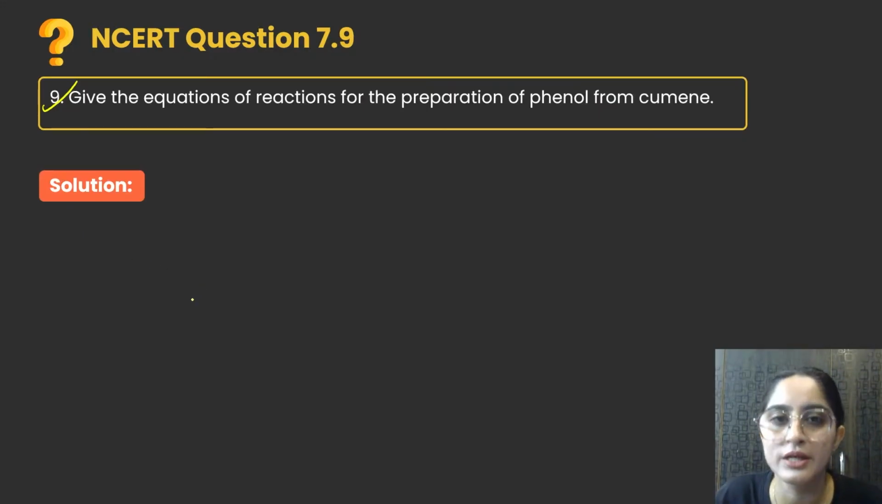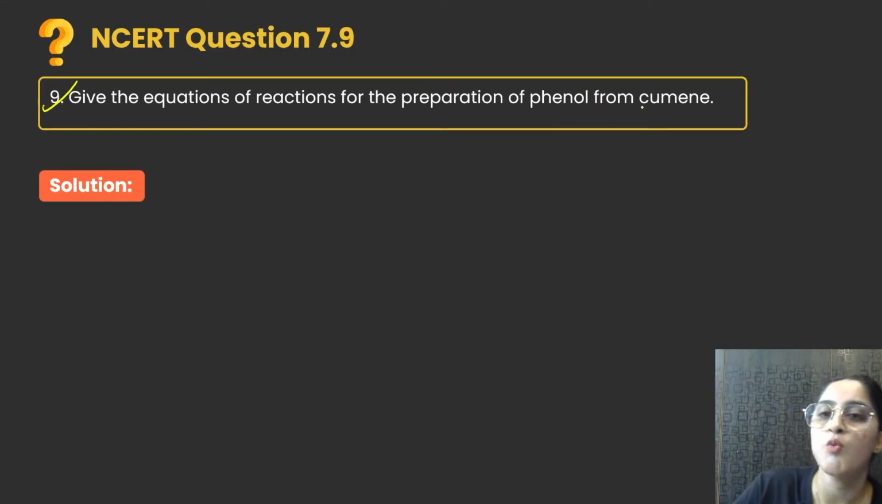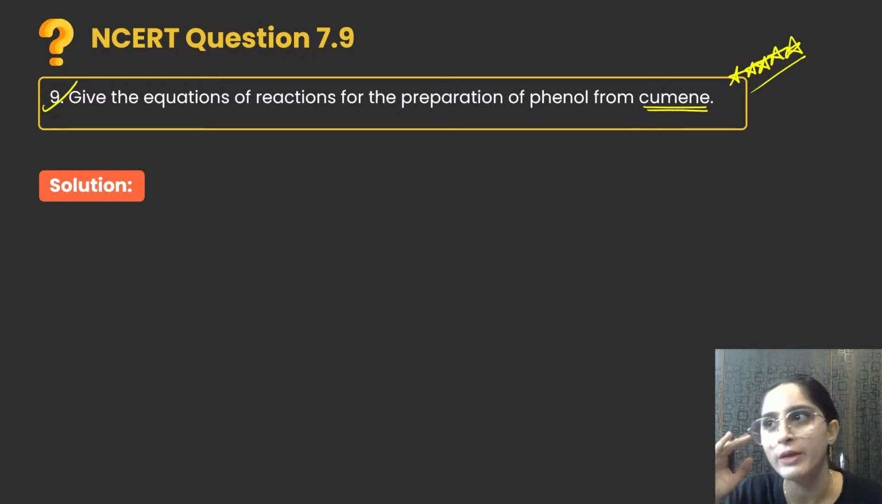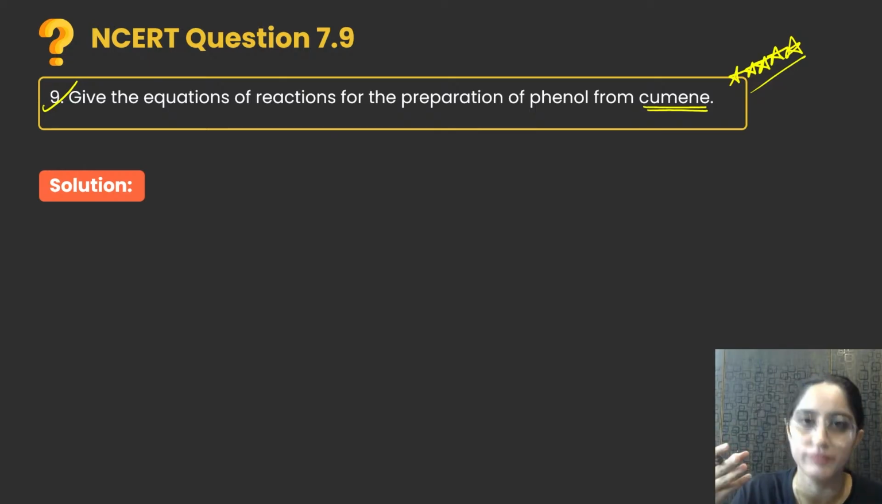Next is: give the equations of reactions for the preparation of phenol from cumene. Now, what is this cumene? This is a very hot topic of NEET and JEE, a very hot topic of examiners. Cumene is one of the most favorite questions from the past 4 to 5 years.